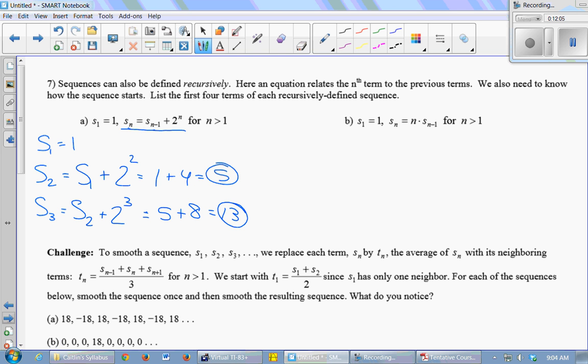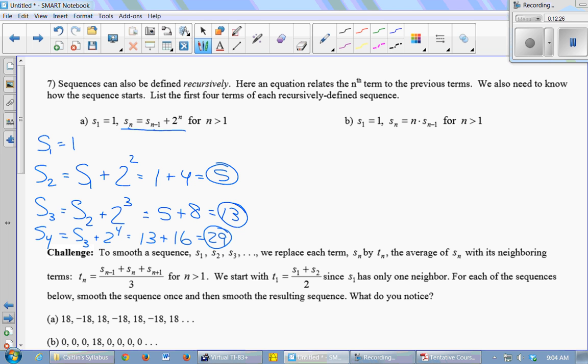All right, so we'll do the last one of this together, and then you can do the other one yourself. So S4 will be S3 plus 2 to the 4th. So this will be 13 plus 2 to the 4th, which is 16, so 29.